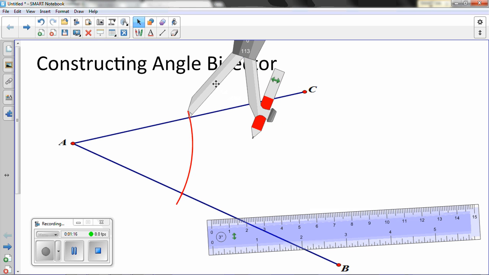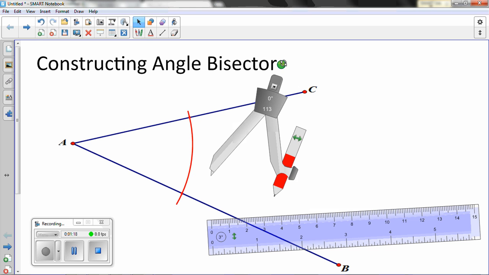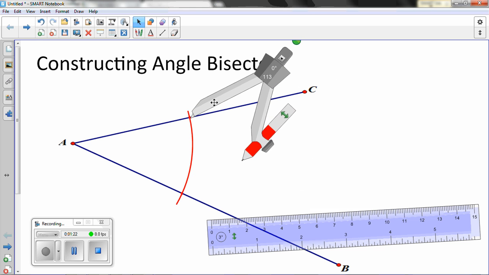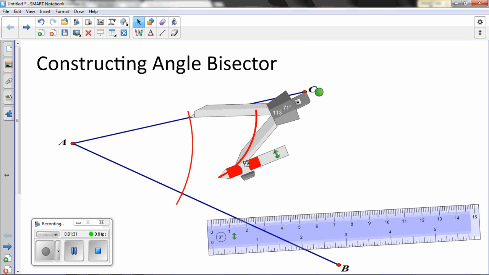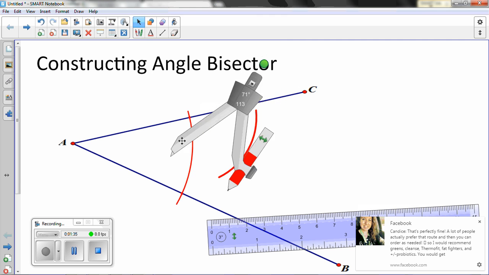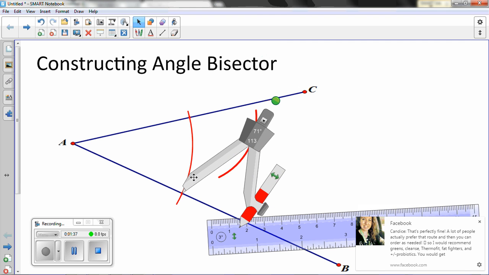And then I can set my compass to any arbitrary width that I want to, wherever I want it to go. I do have to visualize where an angle bisector would go. I know that an angle bisector is going to go within the angle, inside this white space here. So when I make this mark, I'm going in the white space, in the vicinity of where I know that angle bisector is going to run.